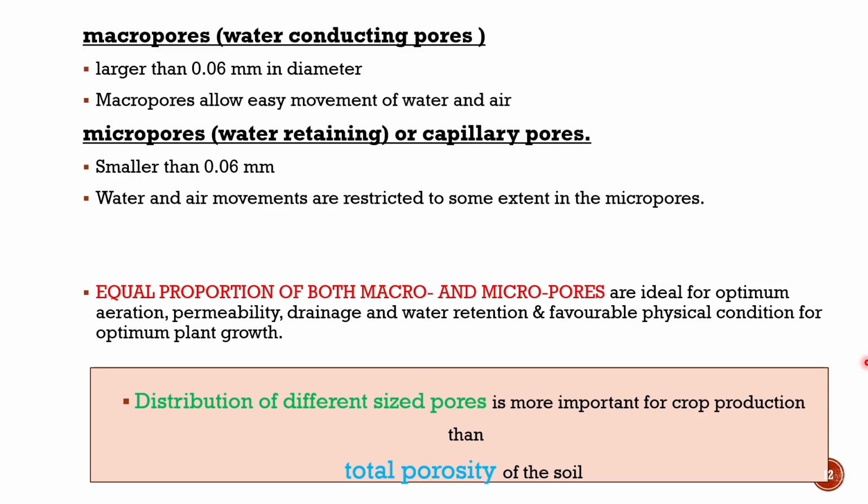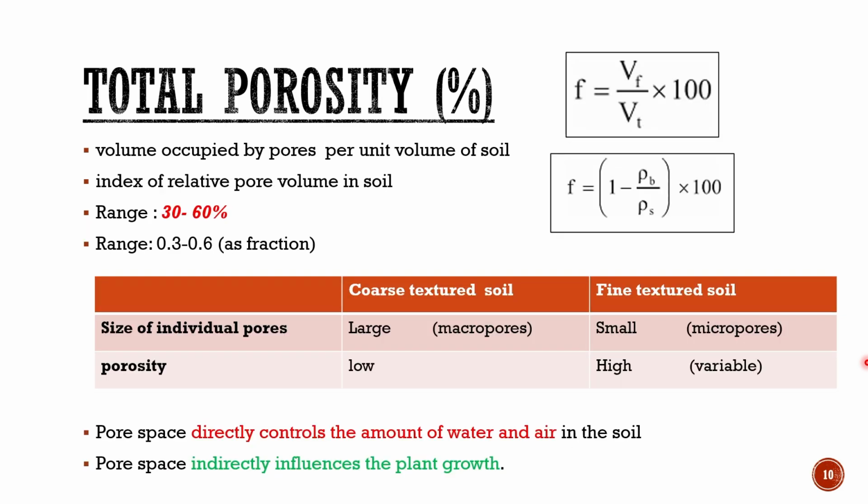Another thing before this, I forgot to discuss why this comes. In fine textured soil, that is clay soil, porosity is high. The reason we have seen, but there is another word, variable. Why does that come? In clay soil, total porosity is high but it is variable. Why? Because clay soils have properties like swelling, shrinkage, or alternate wetting and drying. That means alternate swelling and shrinkage.